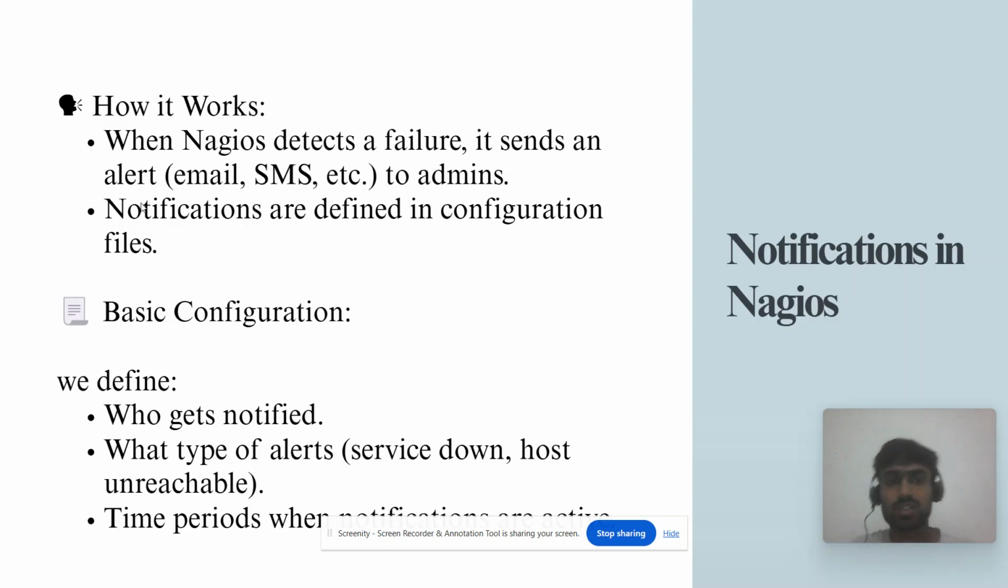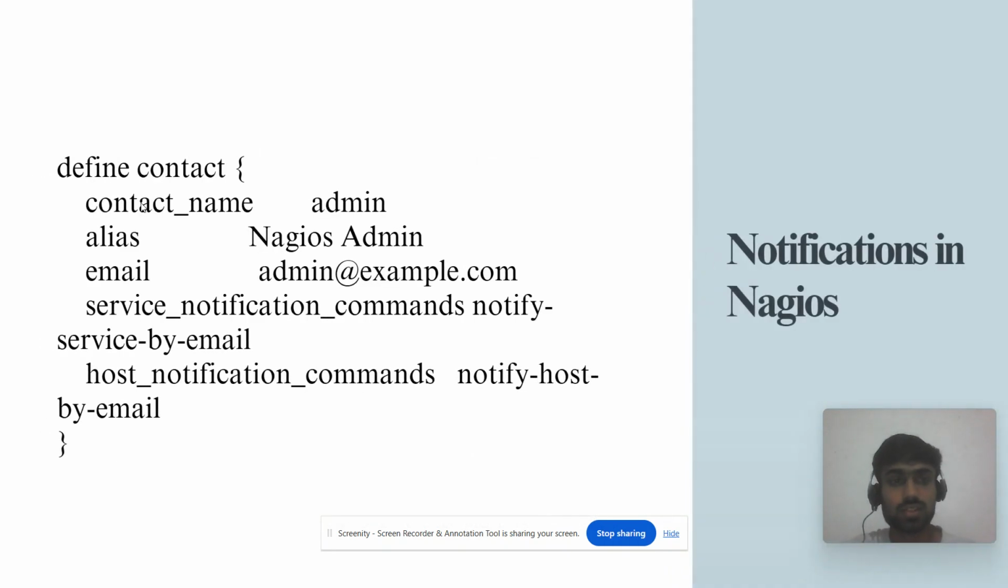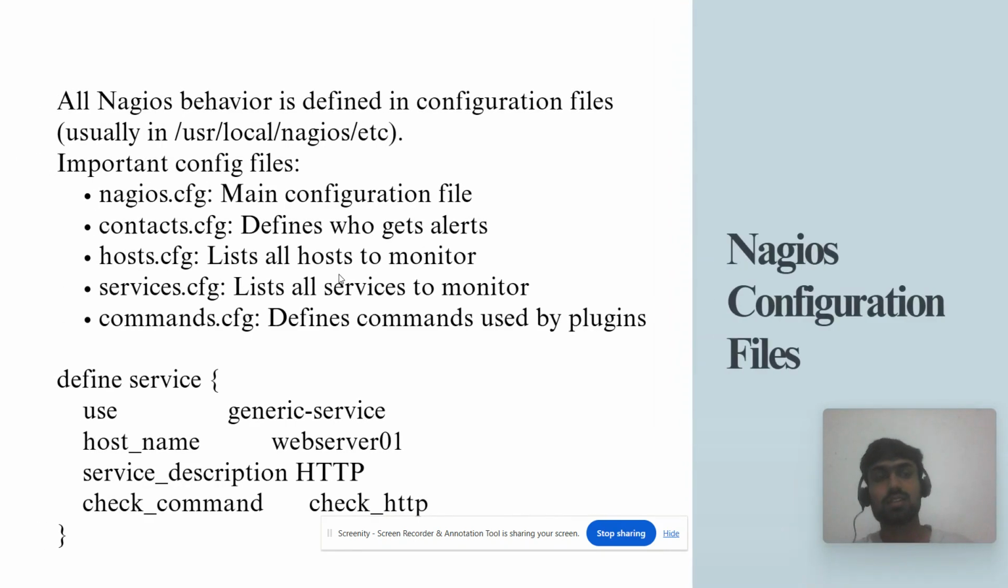When Nagios detects a failure, it sends an alert through email or SMS to admins. These are defined in configuration files. So this is how the notifications are defined. You can see the contact name, to whom we have to send a notification. Then the email is given, because if we have to send a notification via email, we have to define the email ID of that server also. So this is what notifications are.